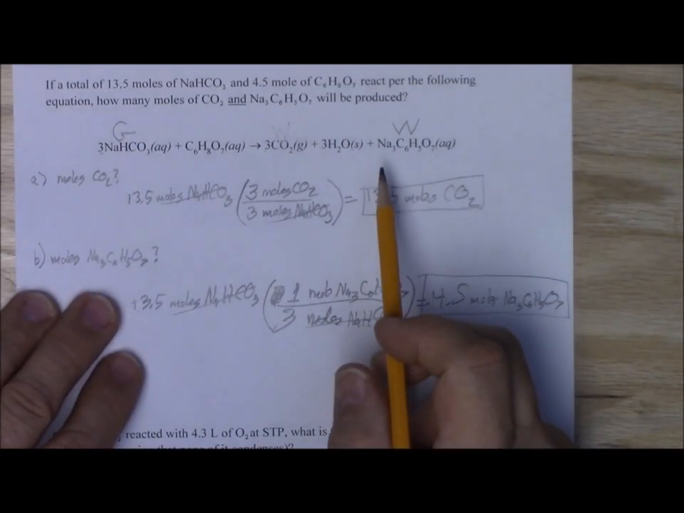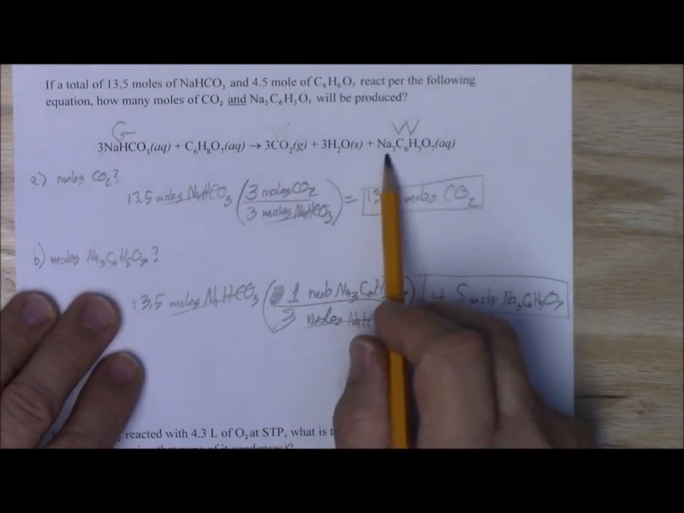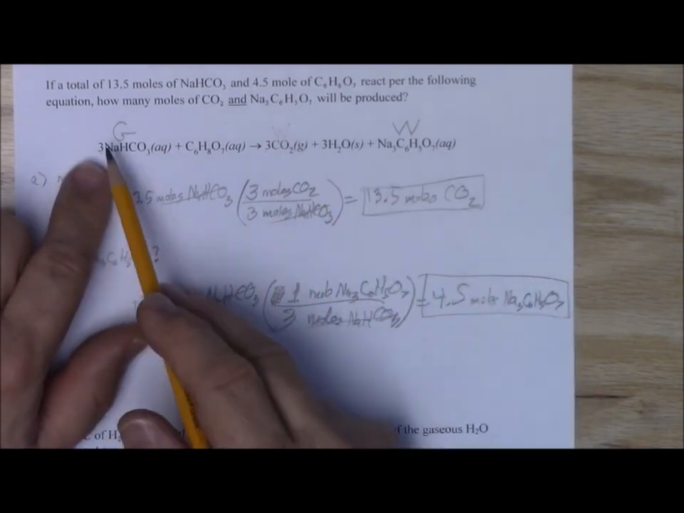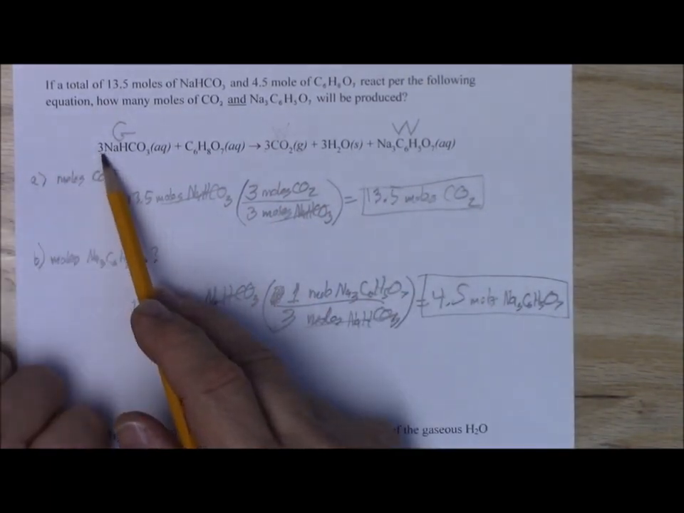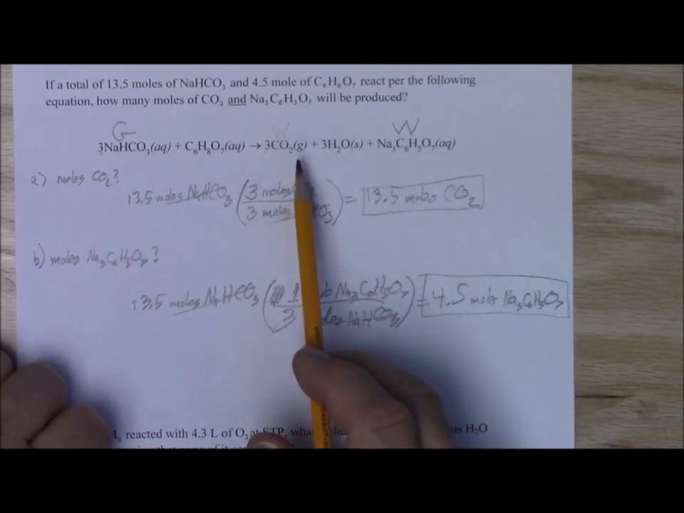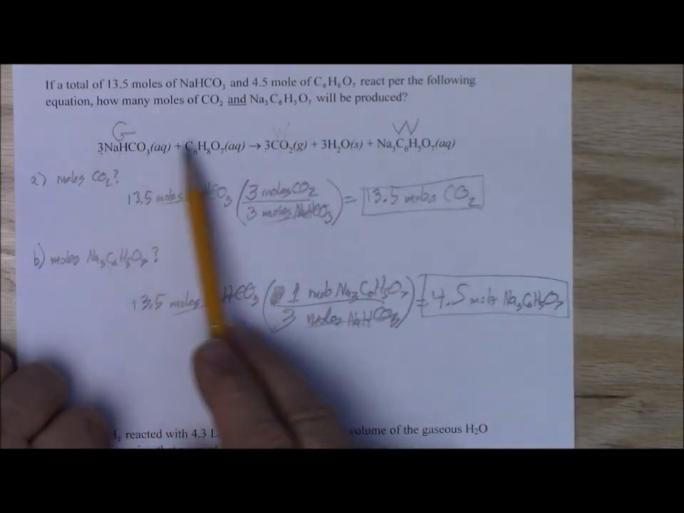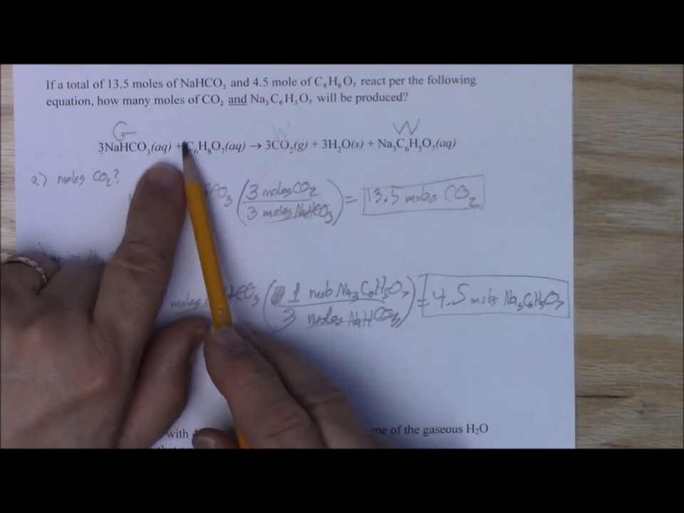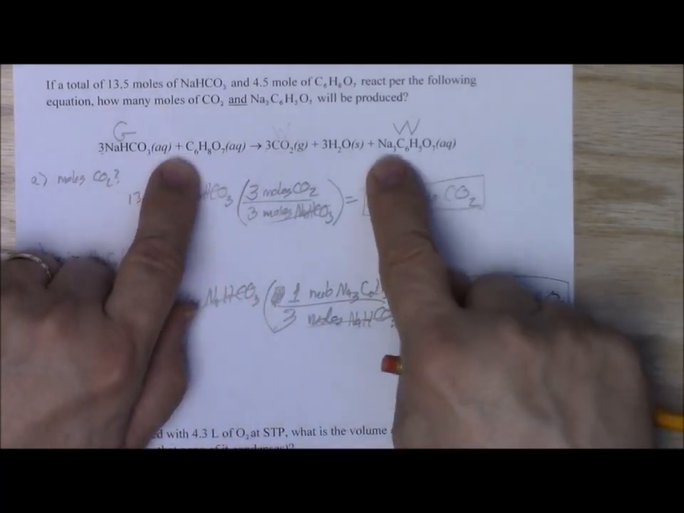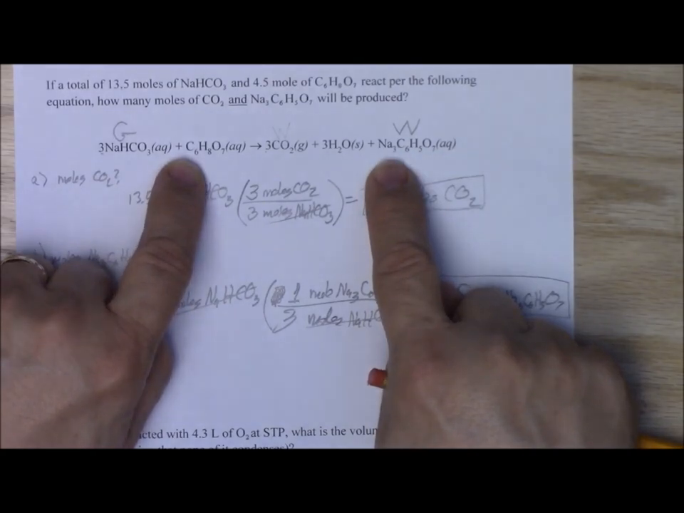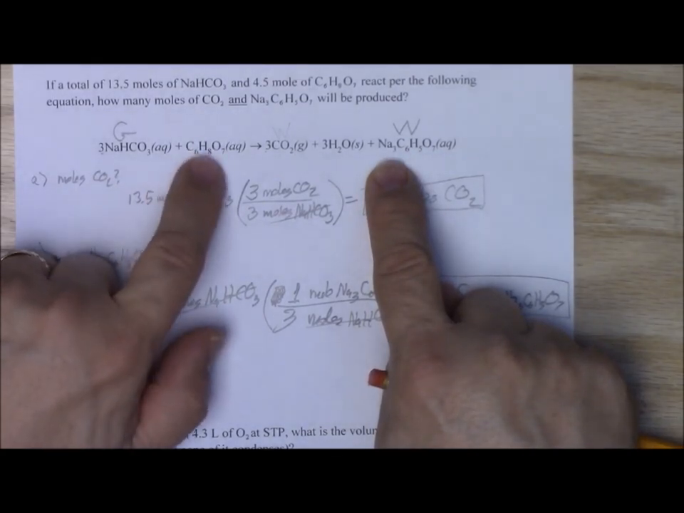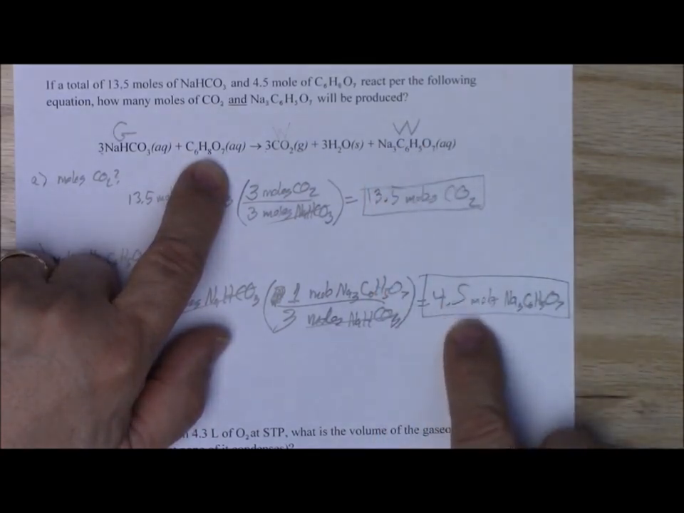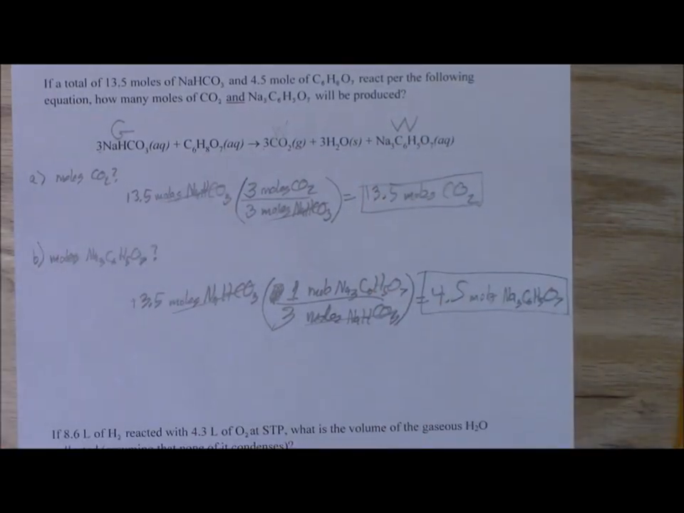And then look at sodium citrate. Well, it's got a 1 coefficient versus this 3. And actually this citric acid has a coefficient of 1, which is the same coefficient on our wanted substance. So since you had 4.5 moles of this, you can expect 4.5 moles of this, which we got. So isn't that nice?